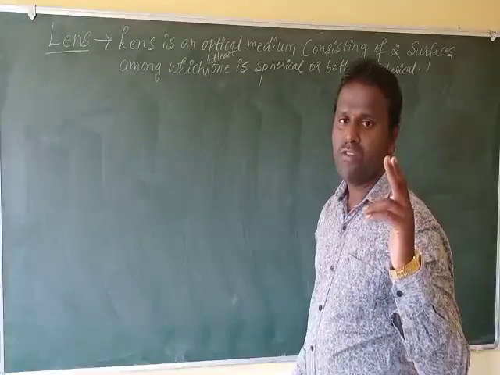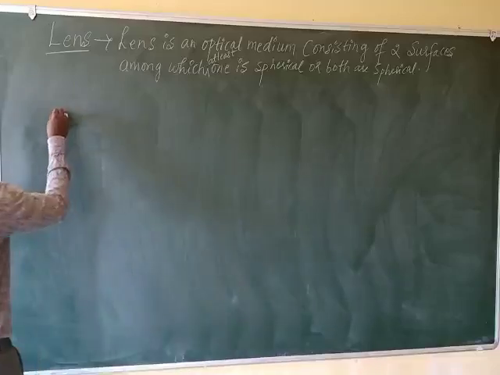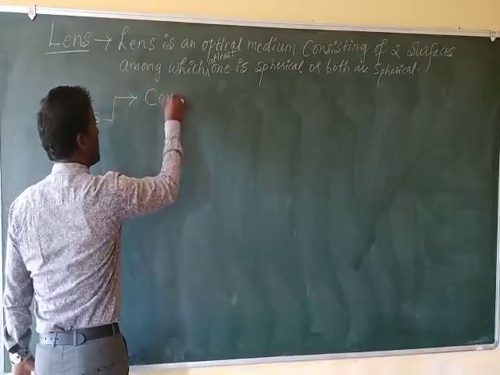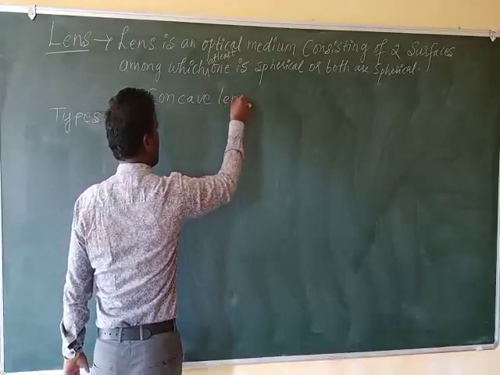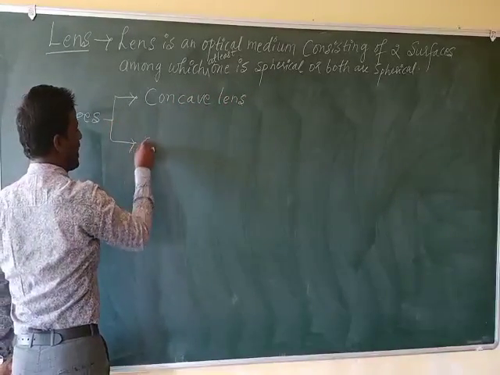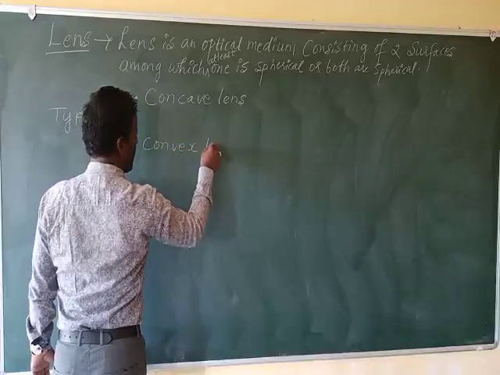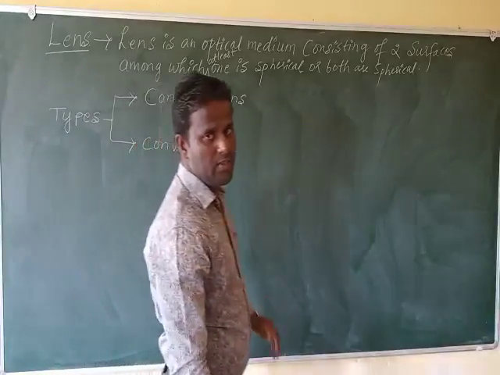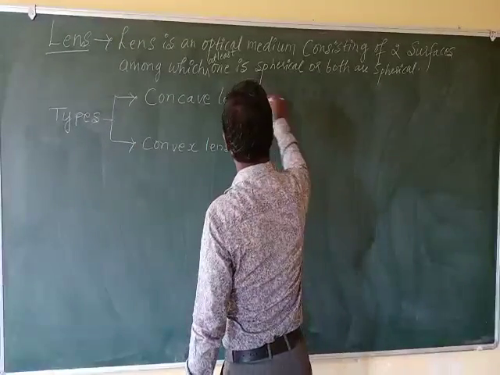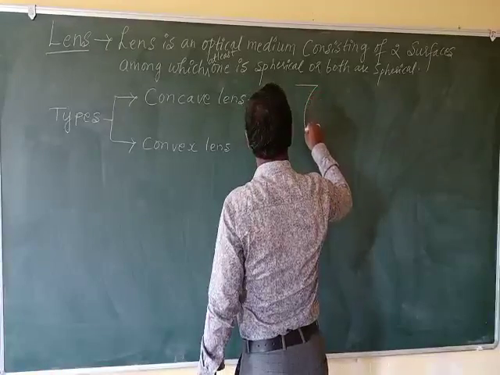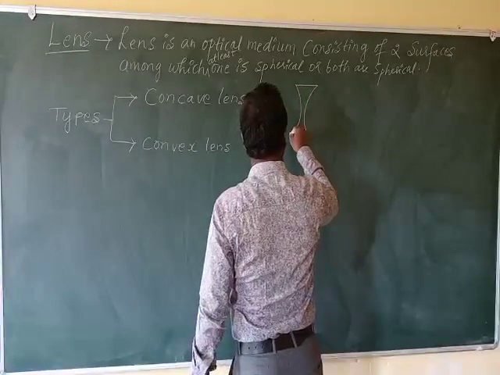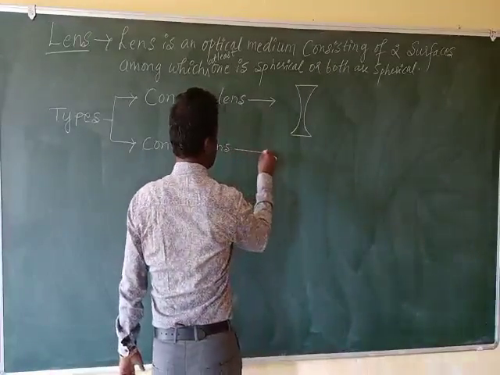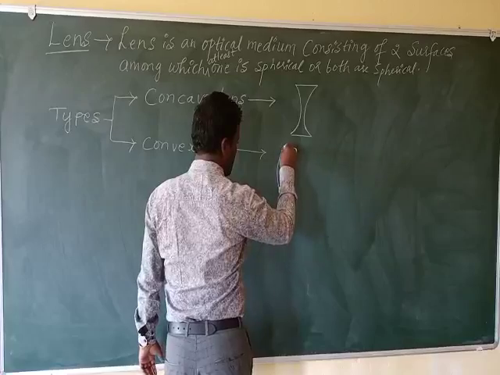So there are two types of lenses: one is the concave lens and another one is the convex lens. What is a concave lens? If you see this diagram, this is the concave lens, and this is the convex lens.